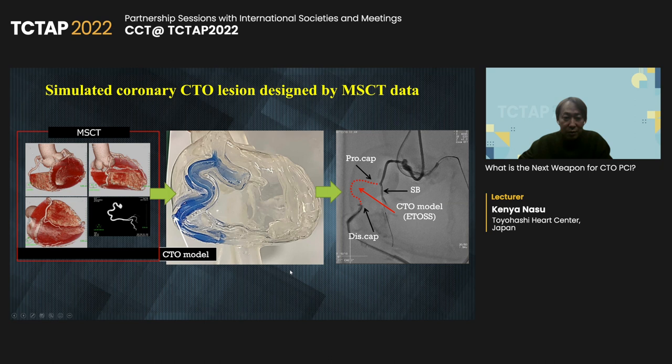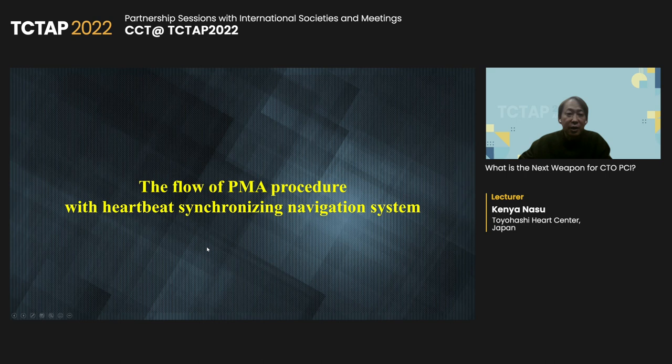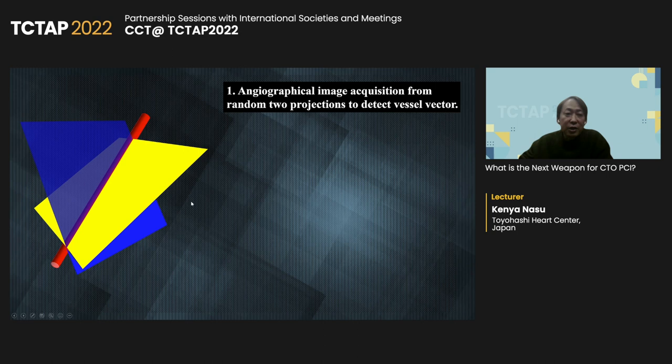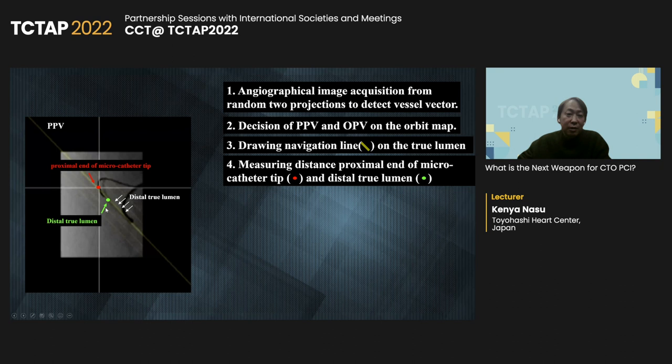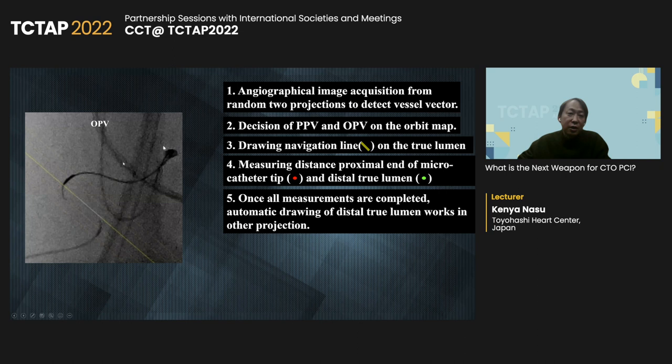So I want to introduce the flow of the plasma mediated ablation procedure with the heartbeat synchronized navigation system. Anyway, Dr. Matsuno mentioned that we should detect the vessel vector, check the PPV and OPV on the orbit map, and set the plasma wire in the synchronized angiogram. And also we can check the wire direction from the objective perpendicular view. So these two views are very important to decide the wire control.